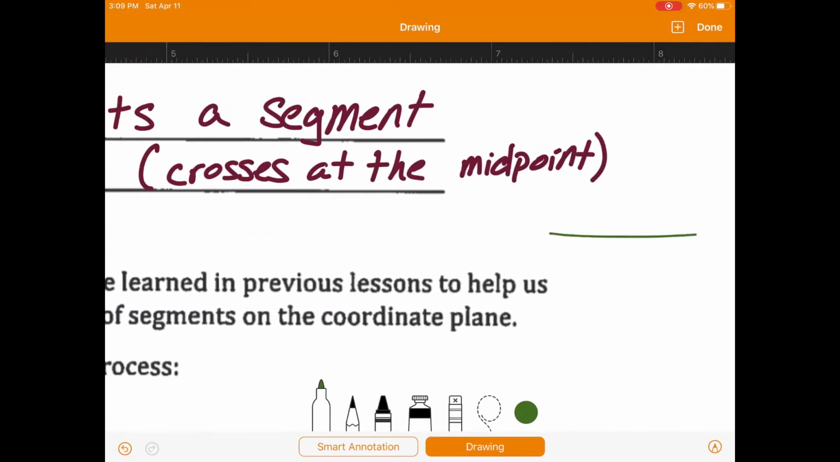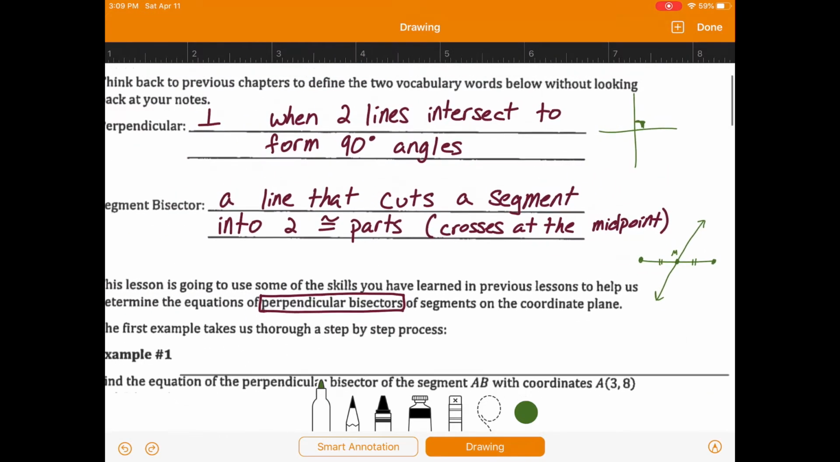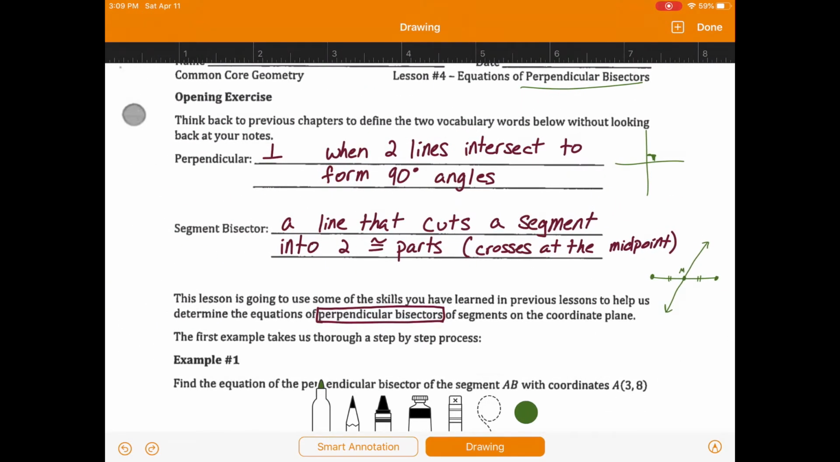So if we had this segment, and a segment is a line that has endpoints, so it's a certain length, and we had some other line that went through it and cut it in half so that this piece was equal to that piece and there was two equal parts, then the line that's cutting through the middle is a segment bisector because it's bisecting a segment. And something that's always going to be true about that is that it'll always cross at the midpoint of the segment. So that's basically the big idea of those two vocab words.